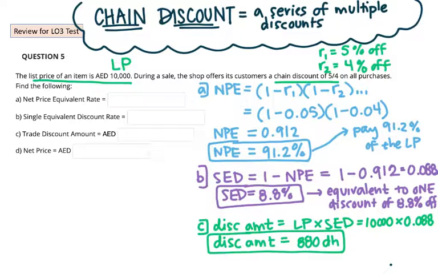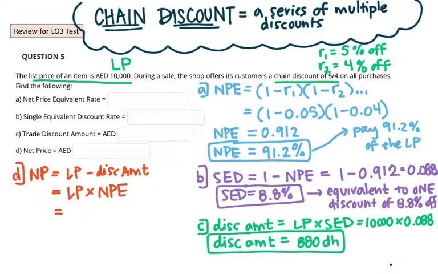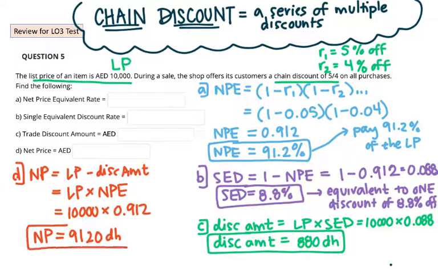Then it asks for the net price. Now there's two options for how to do this. I'll write them both. You can say the net price is just the list price minus the discount amount, that's on your formula sheet. Or you could say it's the list price times the net price equivalent. I don't care which one you do. Let's do the second one. You'll get the same answer either way: 10,000 times 0.912, and we end up getting that the net price is 9,120 dirhams. That's how much we will pay for the item.